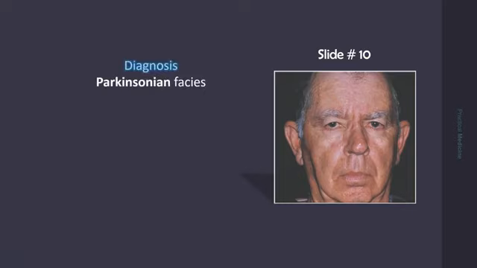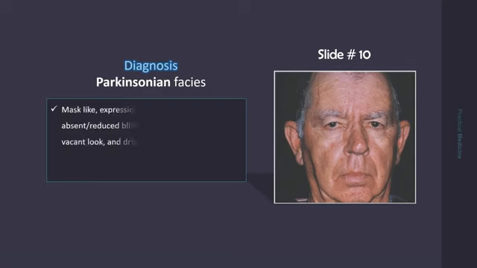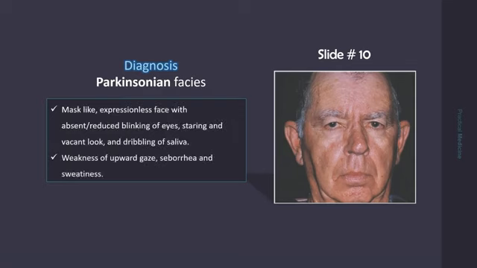Here you see Parkinsonian facies. There is mask-like, expressionless face, with absent or reduced blinking of eyes. The look is staring and vacant, and in some patients, there is dribbling of saliva. Weakness of upward gaze, seborrhea and sweatiness are some of the other features.